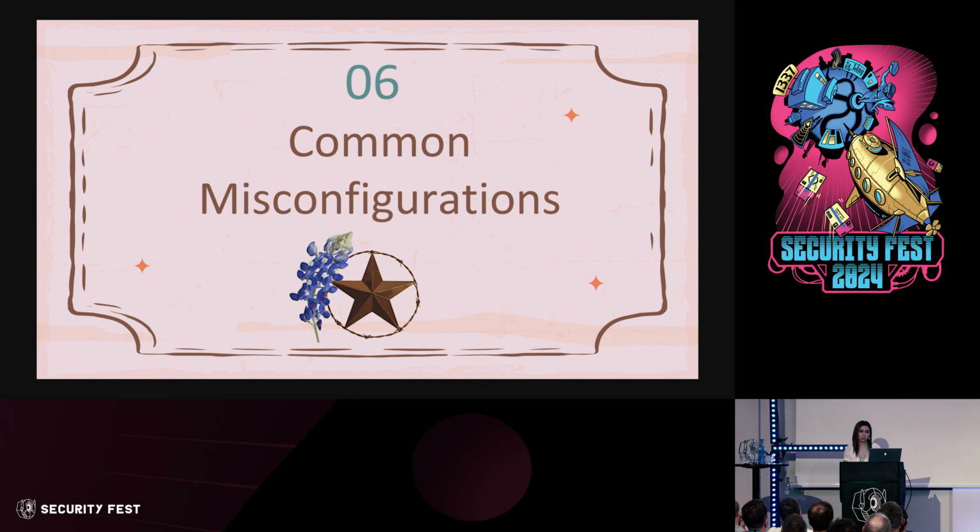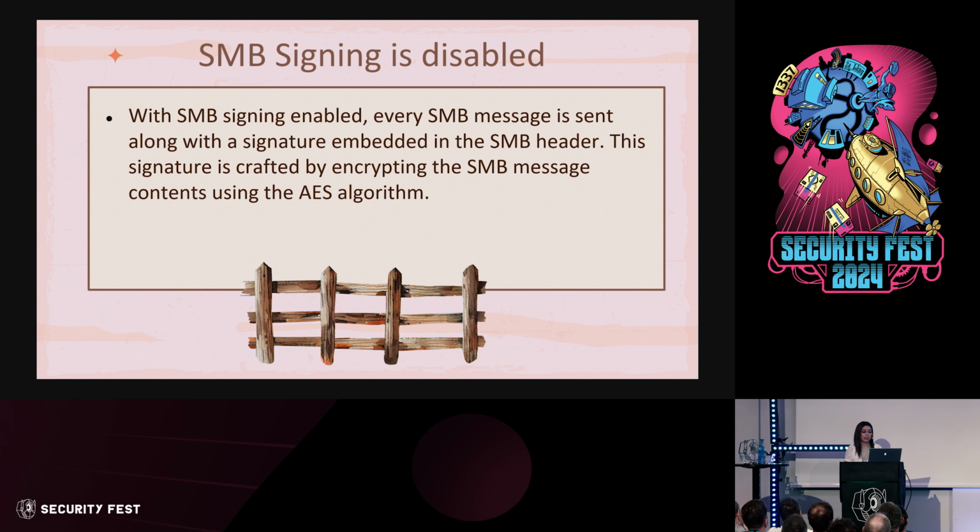Common misconfigurations. SMB signing being disabled. When SMB signing is enabled, every message is sent along with a signature embedded in the SMB header. The signature is crafted by encrypting the SMB message contents using the AES algorithm. Think of this as a way of validating the authenticity and the integrity of our message.